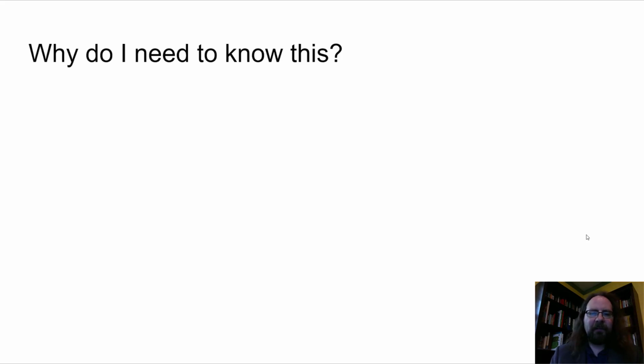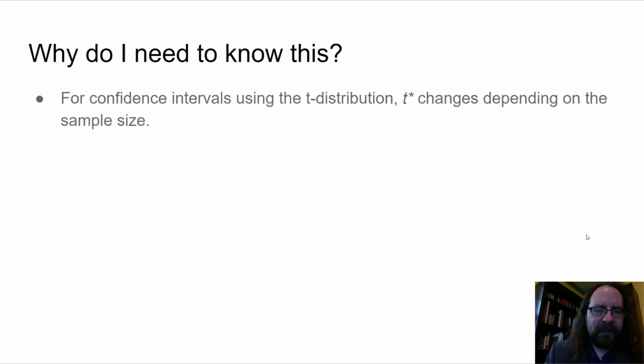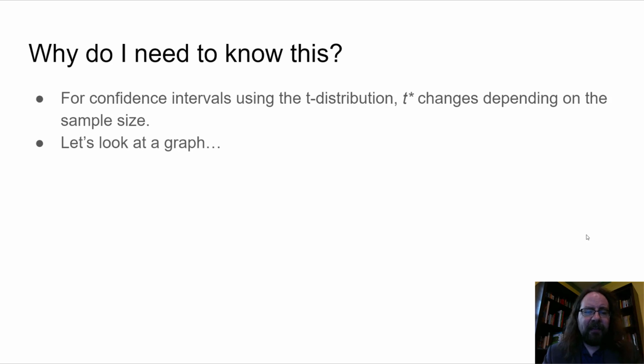So why do you need to know how to do that? Because for confidence intervals using our t-distribution, our critical t-values are going to change depending on the sample size, because the shape of the t-distribution changes depending on the sample size. So to see how that works, let's take a look at a graph and watch that happen.